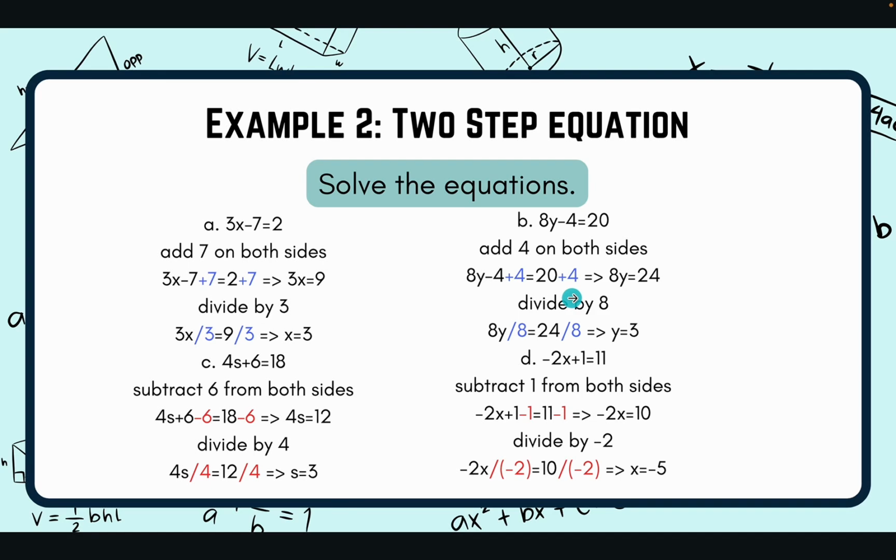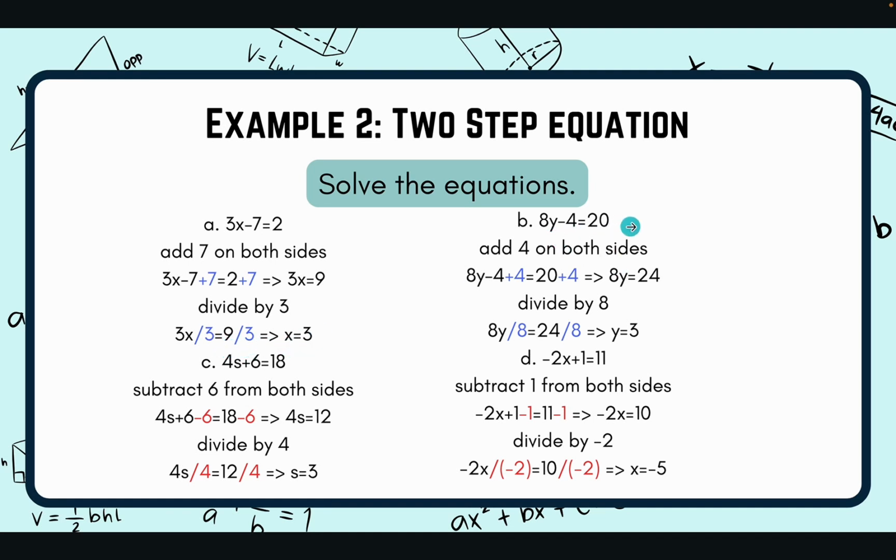Example 2, two-step equation. A, 3x minus 7 equals 2. So there's minus 7 here. And if there's minus, as I said before, you use plus, which is plus 7 on both sides. So 3x minus 7 plus 7 equals 2 plus 7, which becomes 3x equals 9. And you divide both sides by 3, because there's a multiplication used in this equation. You use division instead. So 3x over 3 equals 9 over 3. And that becomes x equals 3.